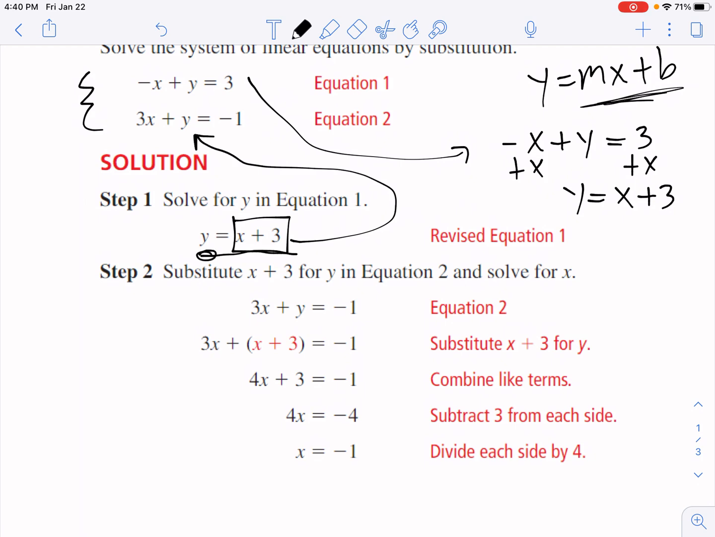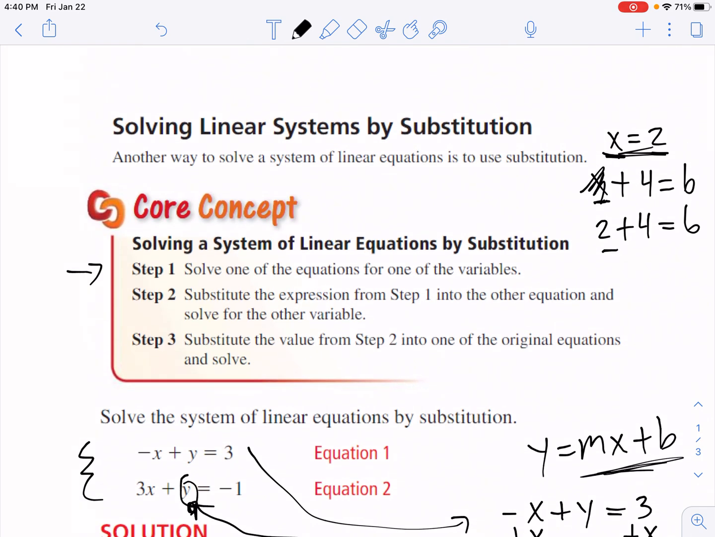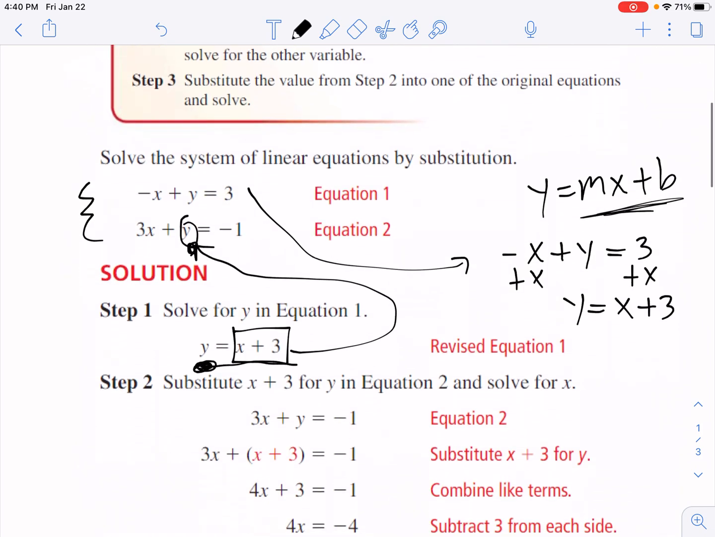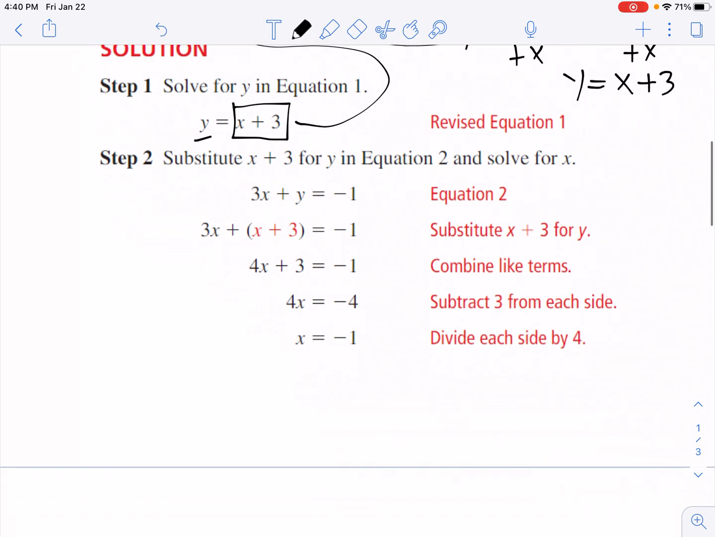So notice, this is y and this is y. Both of these are y. So if those are both y, then I can replace y with the equation that we found, okay? Just like earlier, we said if this is x and this is 2, I can take x out and replace it with 2. That's the idea behind this, is that I can take, maybe I'll erase this real quick. If these are both y, I can take this y out and put this expression in, okay? So that's what's going to be happening here.